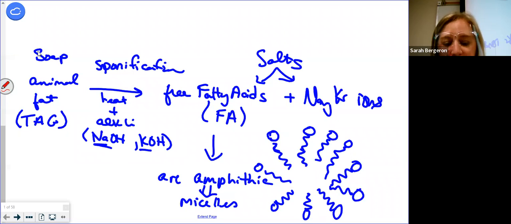Okay. So then you have fats that get stuck in the micelle, right? So the non-polar tails associate and we can wash the fat away.